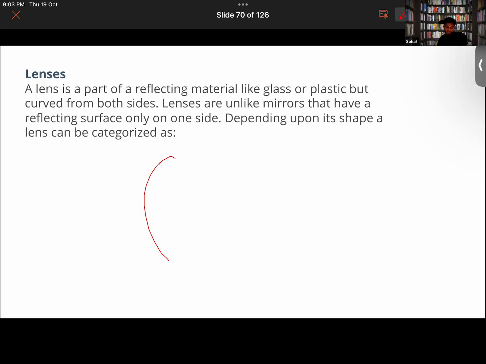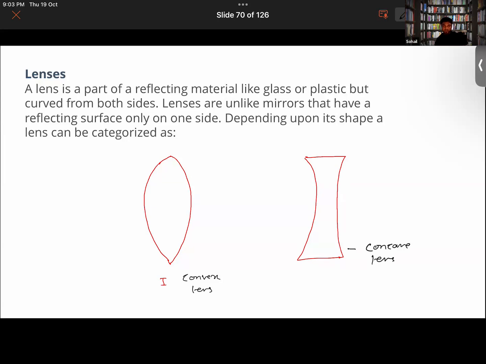In the case of lenses, the material is curved on both sides. It might be curved in this manner or in this manner. This is a convex lens, and this is a concave lens. The first one which I have drawn here is a convex lens, and that one here is a concave lens.